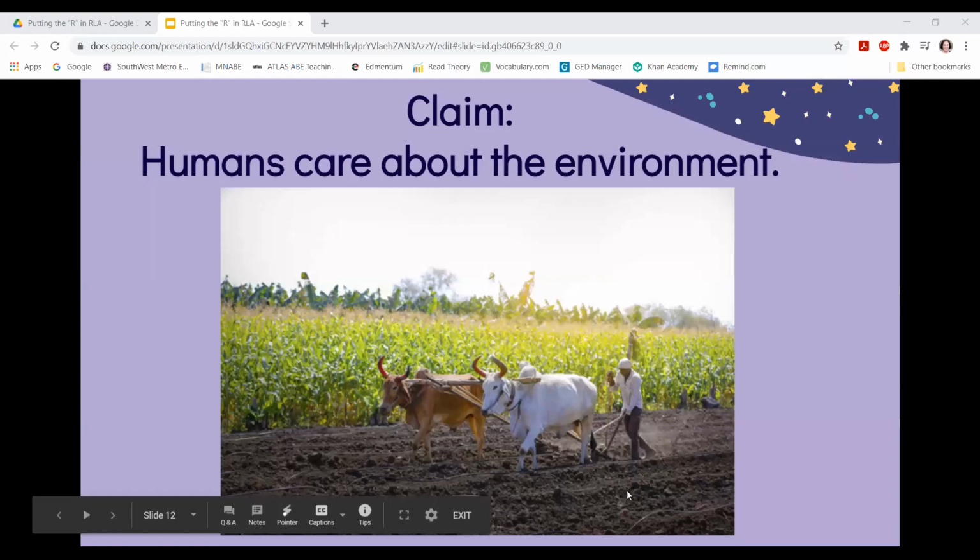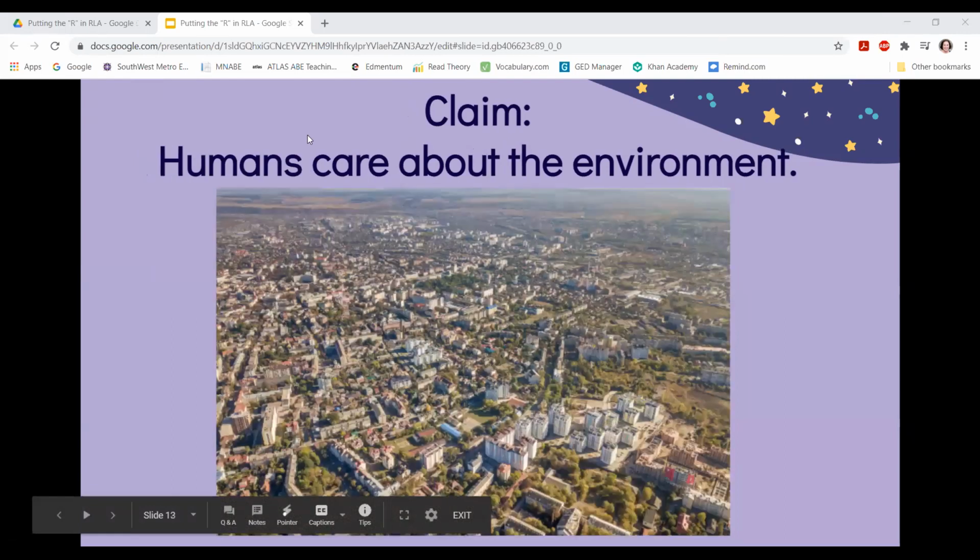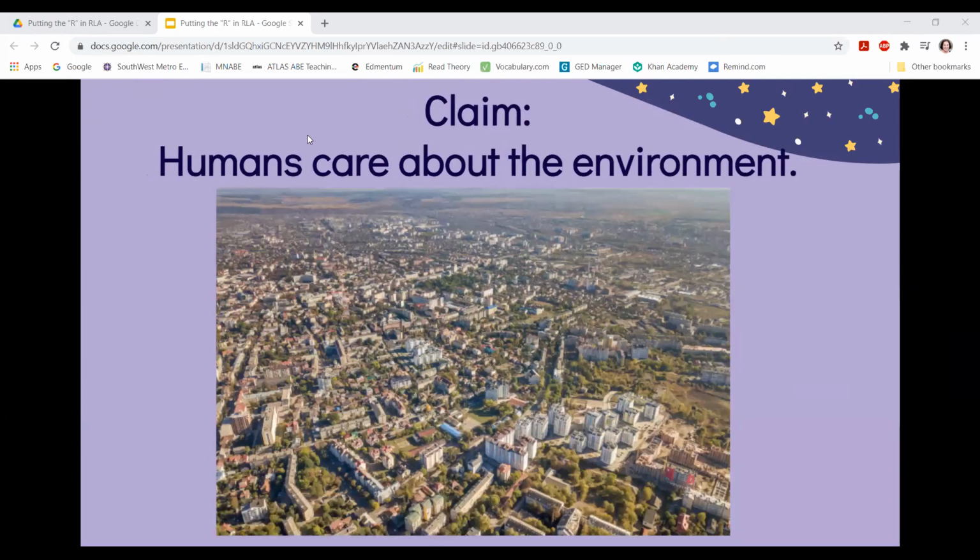There's a lot that we could read into the picture, but simply asking those questions can help start teaching the idea of support or refute without being very heavy on written language. Okay, I'll have you try one more. Got one more here. So same thing. What details in this image support the claim that humans care about the environment?